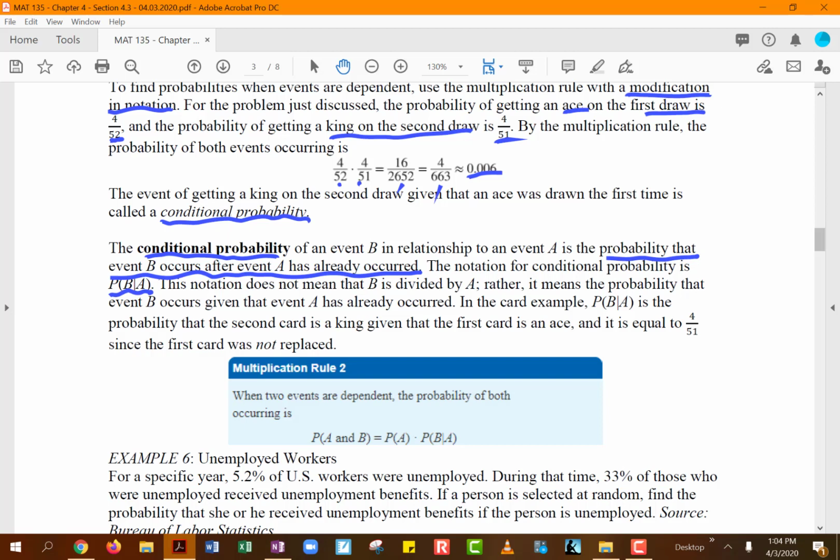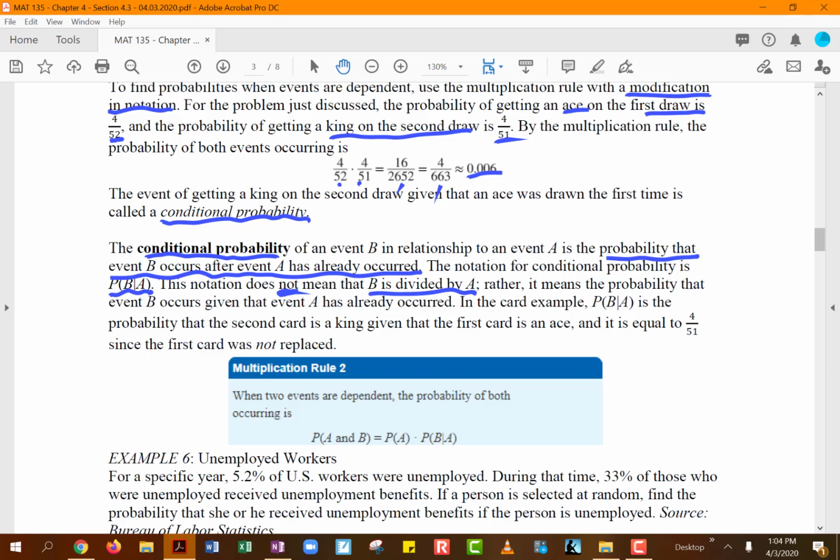This is something you really got to be careful about: this notation does not mean that B is divided by A. It's not division here, guys. It just basically means that event B occurs after event A has already occurred.